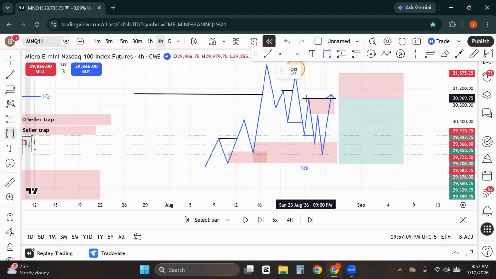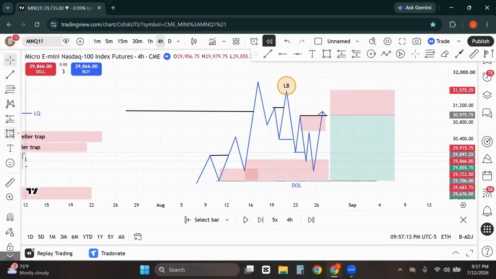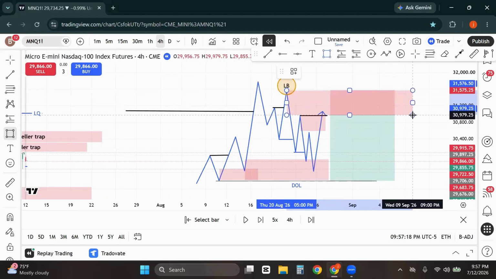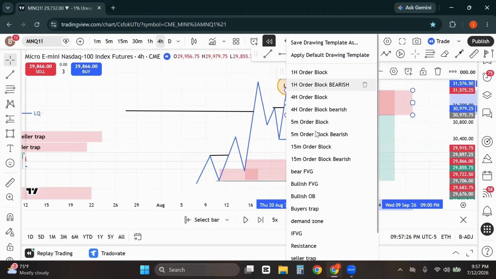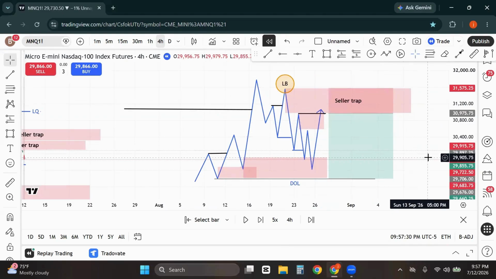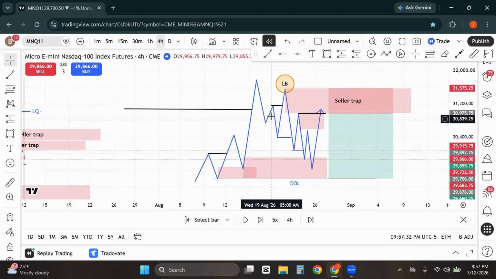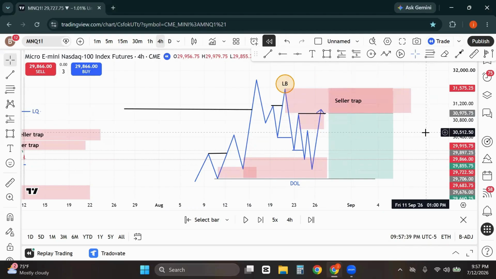So this is the trap. The trap, as I talk about in each of my videos, is this region right here. From this high that got put in after the liquidity block to the liquidity block is the seller's trap. So now all we've done is been sitting here watching price action happen. We waited for this to build. Once it taps, we immediately enter the trade.